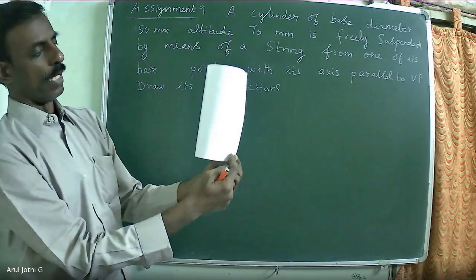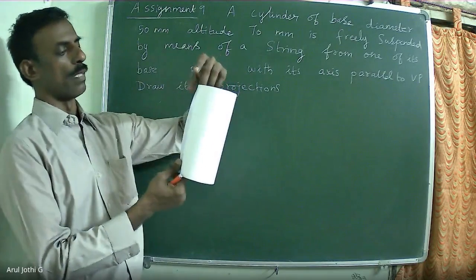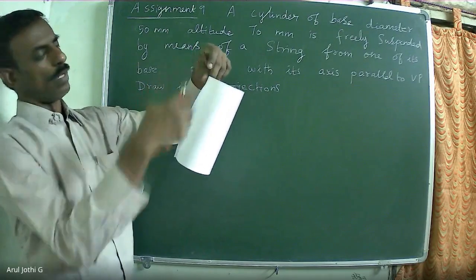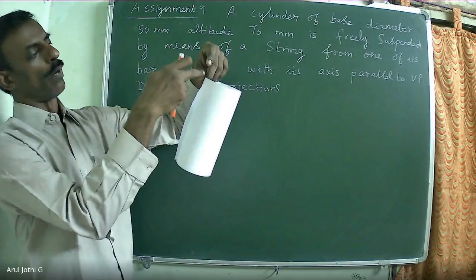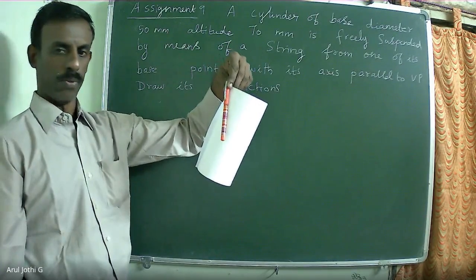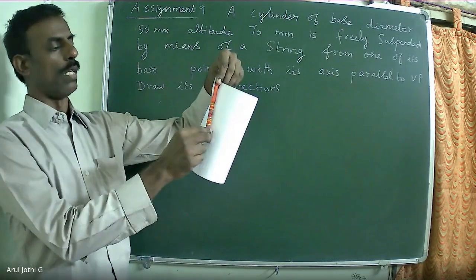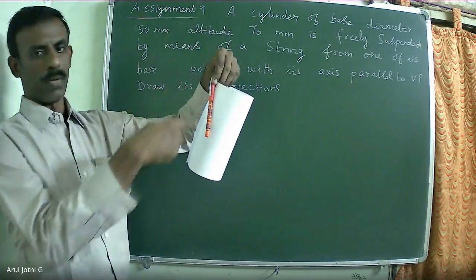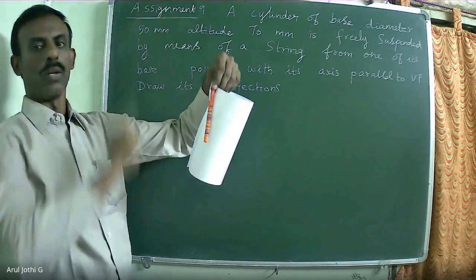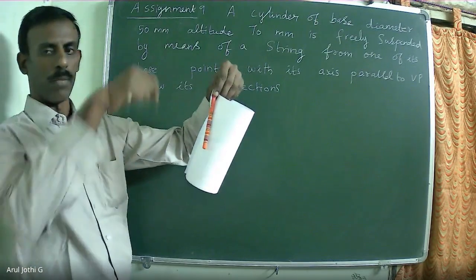I'm going to tie one thread here. When you suspend this object, the object will become like this. Now, the line joining the center of gravity of the cylinder with the point at which the thread is attached will be vertical because of the gravitational force. So in this orientation, we are going to construct the diagram. When the cylinder is suspended in the air, the axis of the cylinder will be inclined to HP. So we have to start the diagram with the top view. For all suspended solid problems, we have to start the diagram in the top view only.